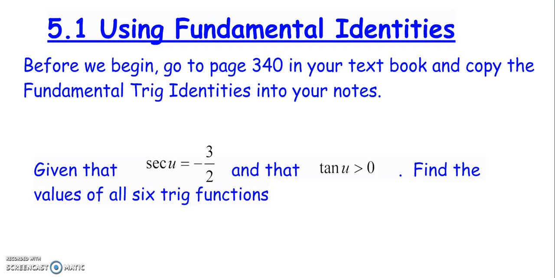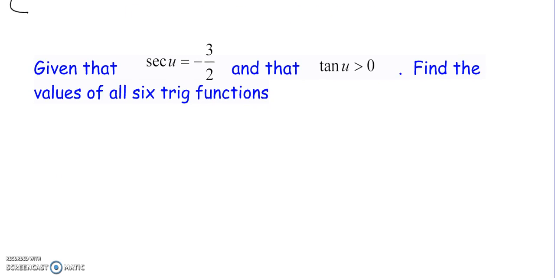But what I want to stress is, before we get going, pause the video, go to page 340 in your text. There are fundamental trig identities. You are going to want these in your notes. You are going to be using them on almost every single problem. I would pay particular attention to the reciprocal identities, the quotient identities, and the Pythagorean identities, as those are ones that we've already used in this course, and we are going to be using more in depth.